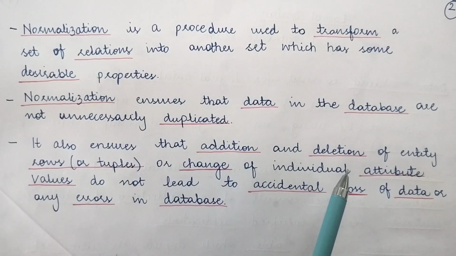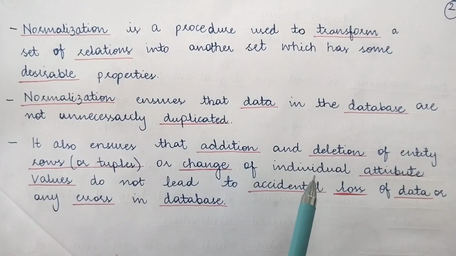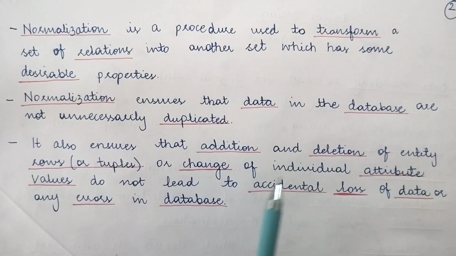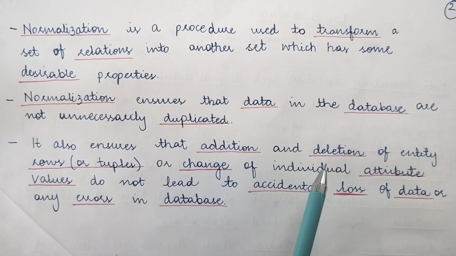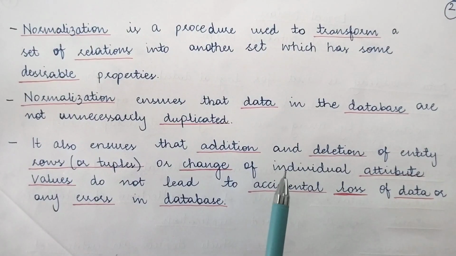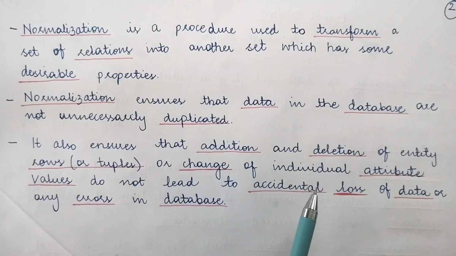Individual attributes, say for example, there is a student address. Now the student changes his address, so the address attribute will also be changed accordingly, right? So that means if there is a change in any individual attribute value, or when there is an addition or deletion of rows from the entity set, this does not lead to accidental loss of data or to any errors in the database. Accidentally, the data should not be lost while you are adding or deleting rows in the database, or while you are changing the attribute values. Similarly, there should not be any error in the database while adding or deleting records, or changing an individual attribute.